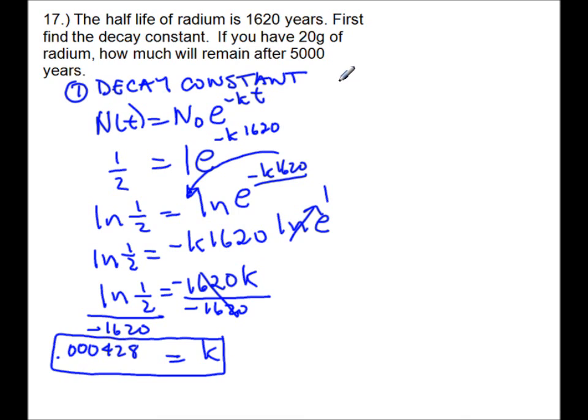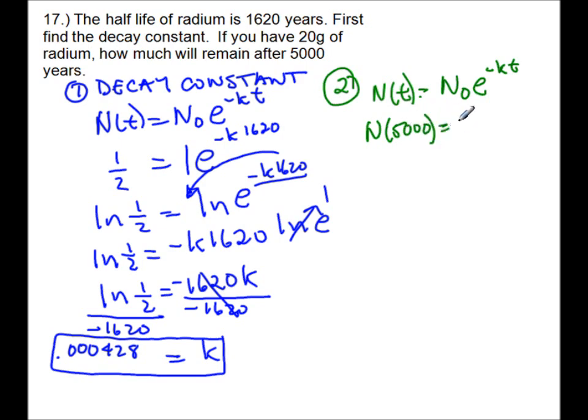Now the second part of this problem is they want to know, if I start with 20, how much is going to remain after 5,000 years. Well, again, I'm using the same formula, N of t equals N sub 0 e to the negative kt. So we're doing it for 5,000 years, and we're starting with 20 grams.